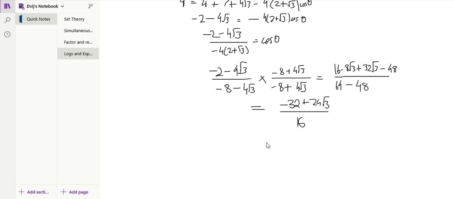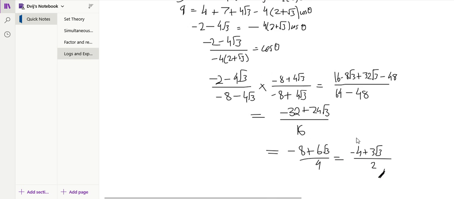But if you want to just go a step further and simplify it, you could remove out the common factor of 4. So this becomes minus 8 plus 6 root 3 divided by 4. And actually you could simplify it again. Removing out the 2, you get minus 4 plus 3 root 3 divided by 2. And this is if you take out a factor of 2 from each of these terms over here. And that's it. That's the final answer. That's all it is.